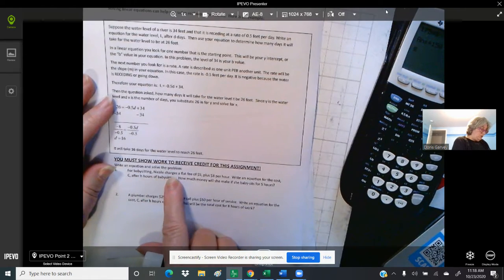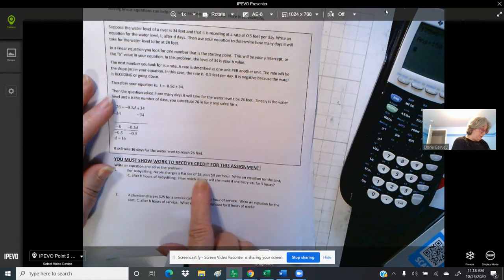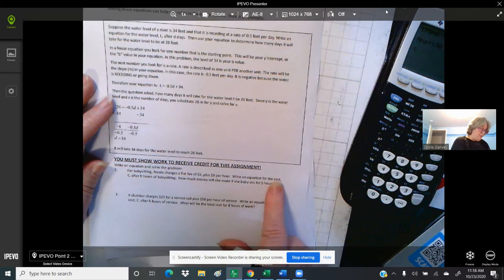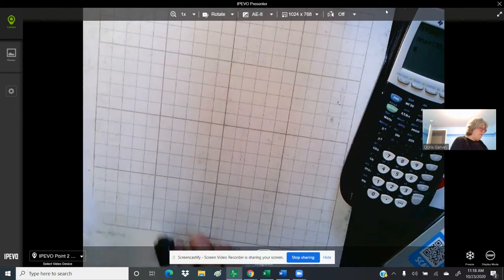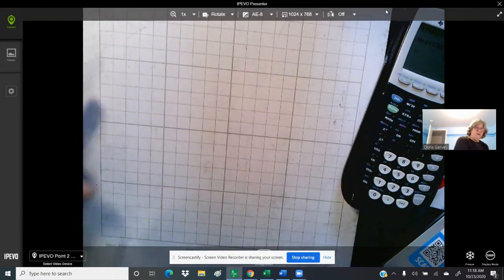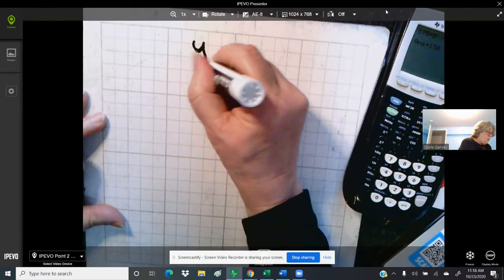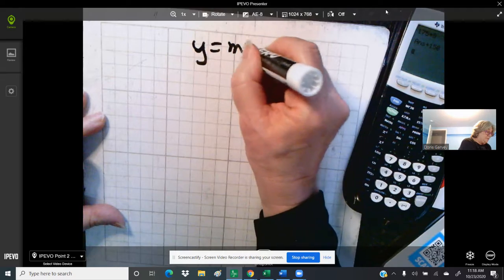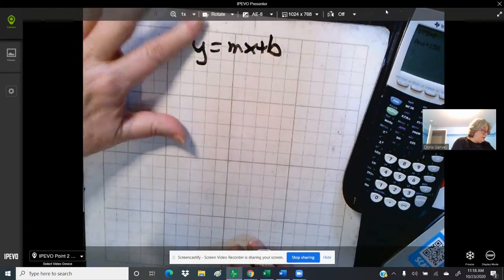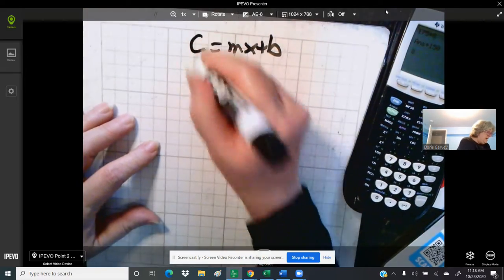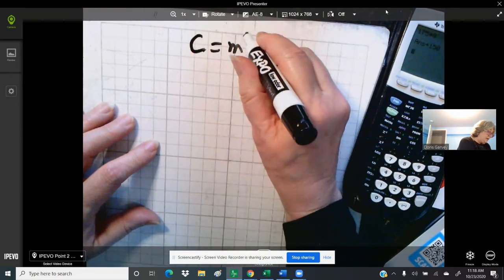On number one, it says, for babysitting, Nicole charges a flat fee of $5 plus $8 an hour. Write an equation for the cost C after 8 hours of babysitting. So the first thing you really need to know is that all of the equations are going to be in this y equals mx plus b form. And in this case, they said instead of using y, use C, and instead of using x, use h.